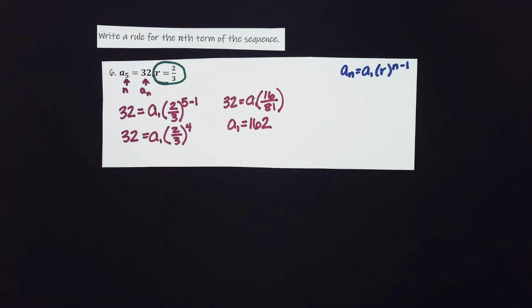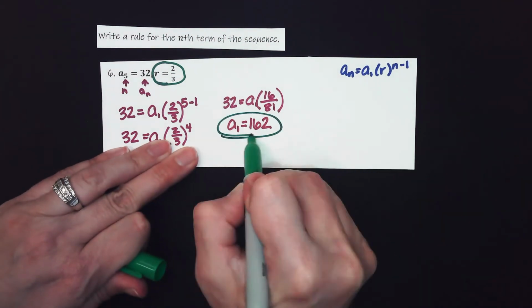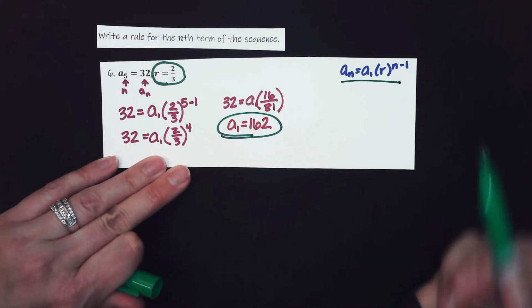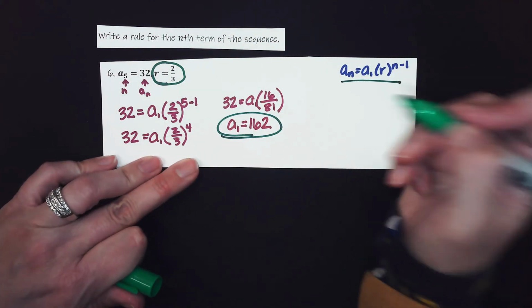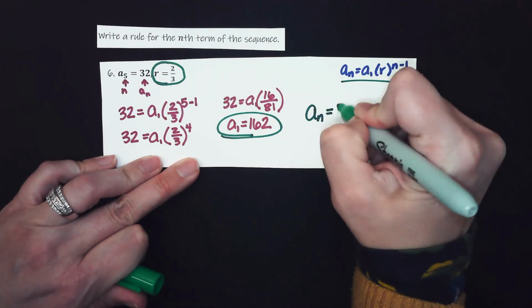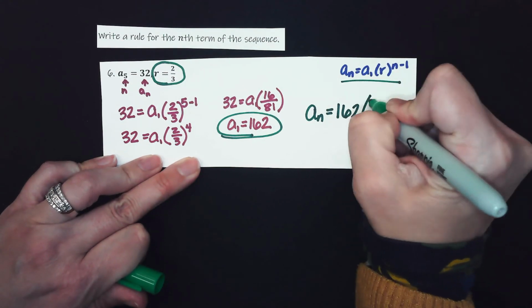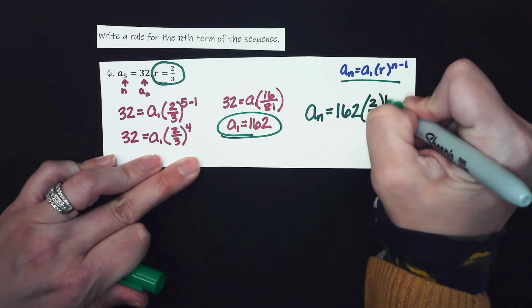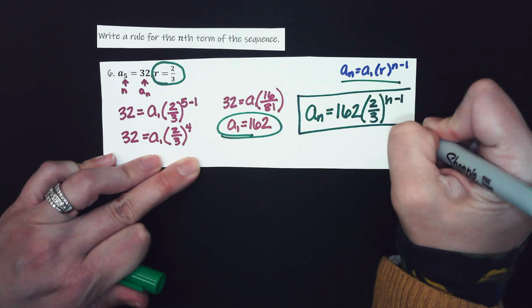Alright, so now I have my r, I have my a1, and I can plug it into my rule here. So an is going to equal 162 times 2/3 to the n minus 1 power.